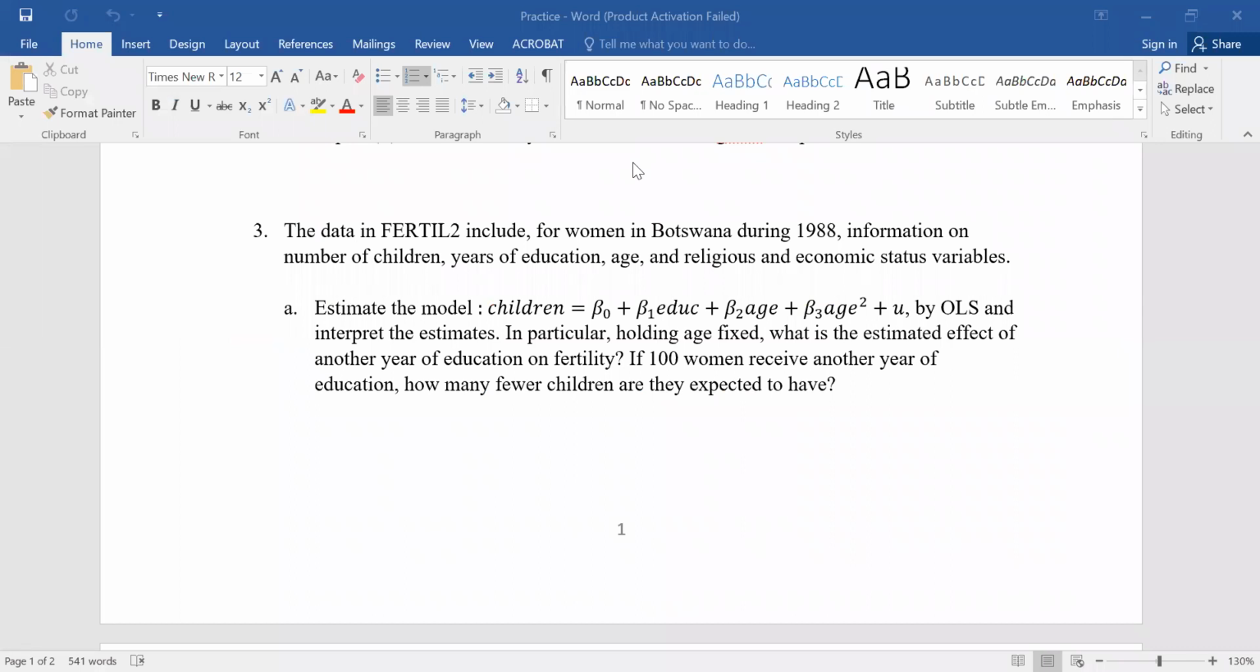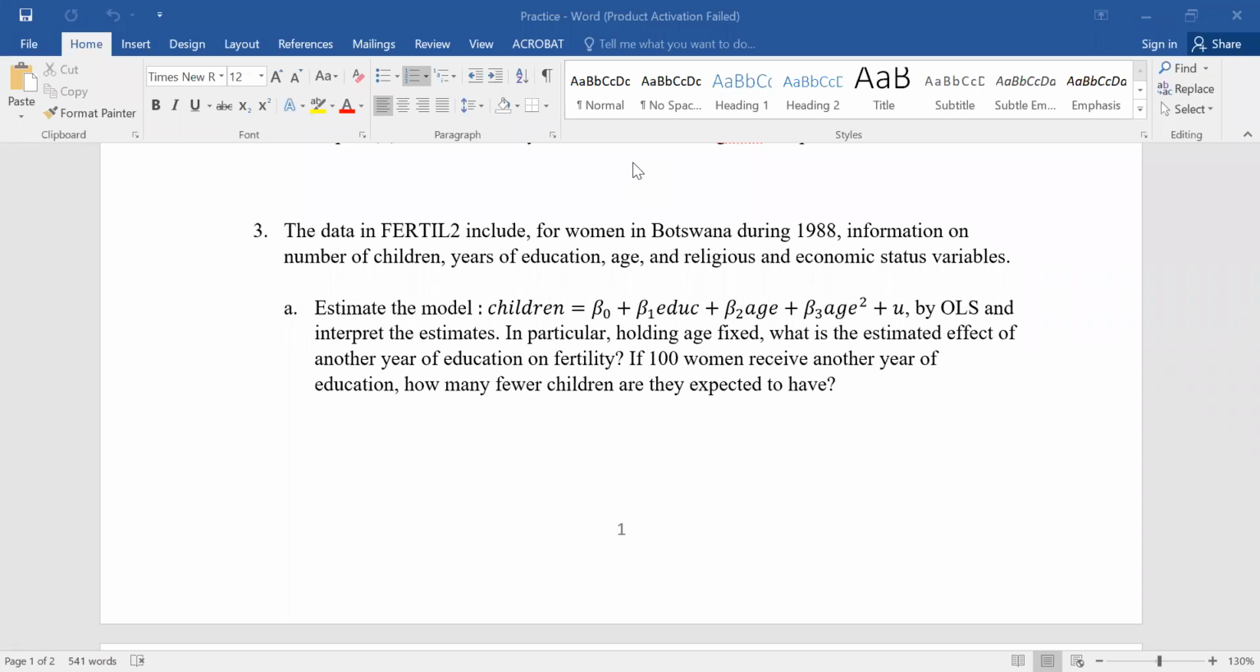The data in FERTIL2 include, for women in Botswana during 1988, information on number of children, years of education, age, and religious and economic status variables. A. Estimate the model: children equals beta naught plus beta 1 education plus beta 2 age plus beta 3 age squared plus U by OLS and interpret the estimates.